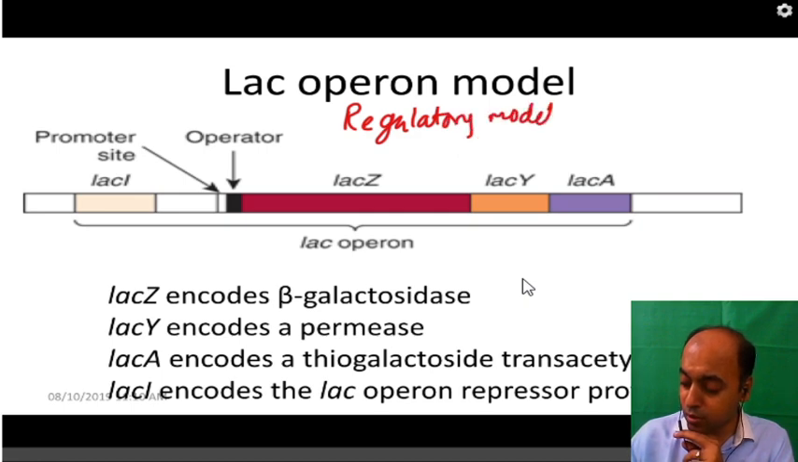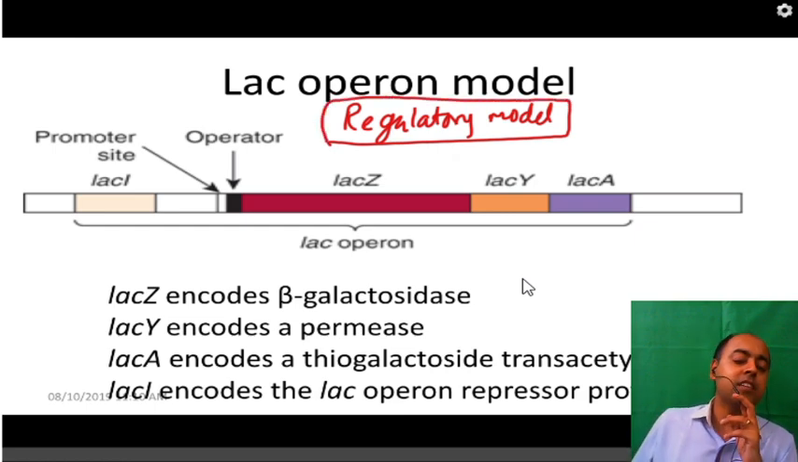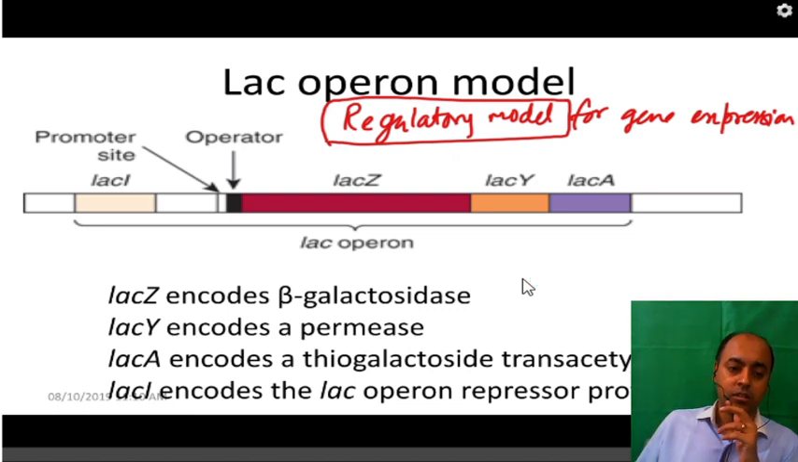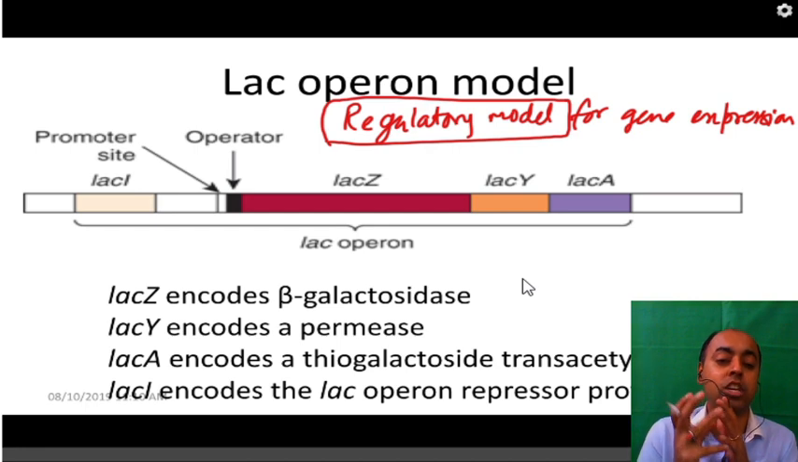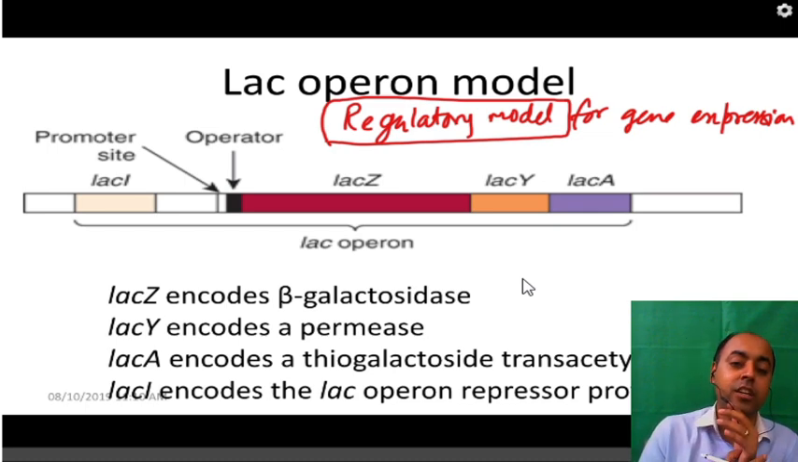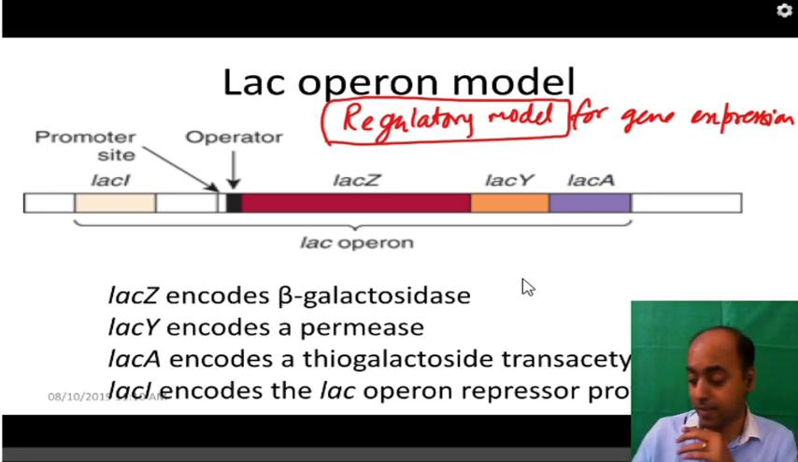It helps us to understand how the regulation of transcription and translation occurs in the cell. Basically, it is a regulatory model for gene expression, because gene expression involves two steps: first the transcription and then the translation. Because of the metabolism of lactose, we have a unique observation which we'll discuss subsequently. The lac operon model was chosen, and it gives us a fairly good understanding of the process.